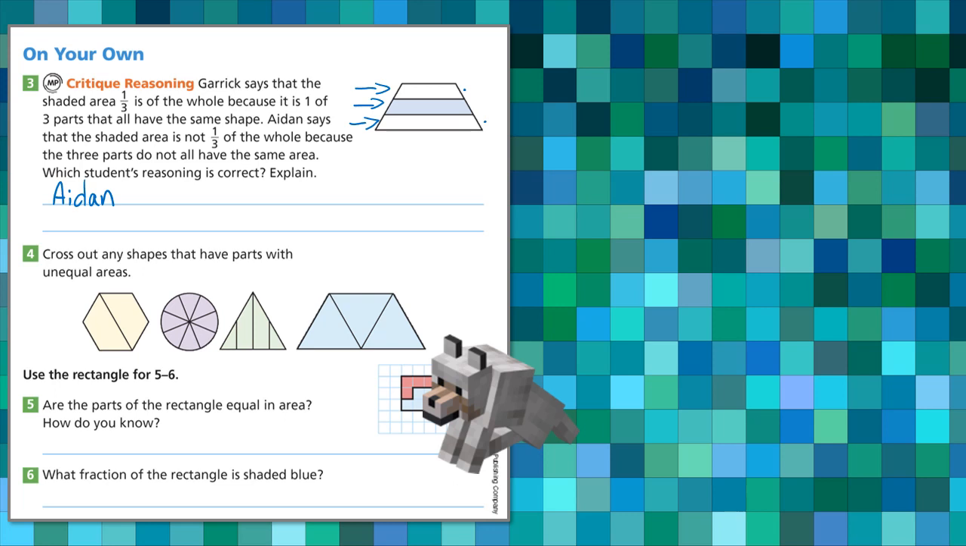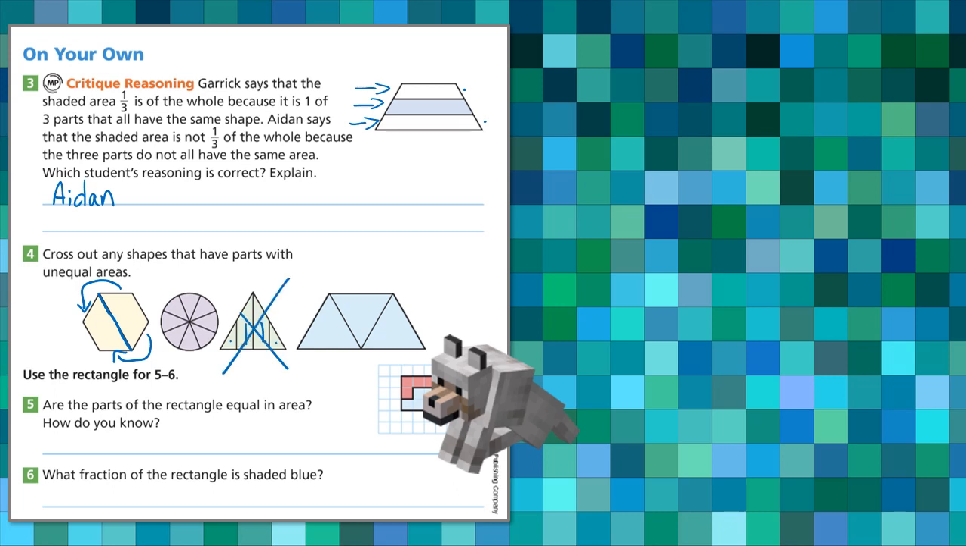Number 4, cross out any shapes that have parts with unequal areas. Let's take a look at the first one. The first one is a hexagon. And if I use that line as my line of symmetry, and I imagine that I'm folding the shape over onto itself, I'm going to notice that those two parts are equal. The second one, the circle, reminds me of a pizza, and I see that there are 8 equal parts in that circle. The third one, the triangle, I would have to cross off because I noticed that these two parts on the outside, on the left and the right, are a lot smaller than the two inside parts.